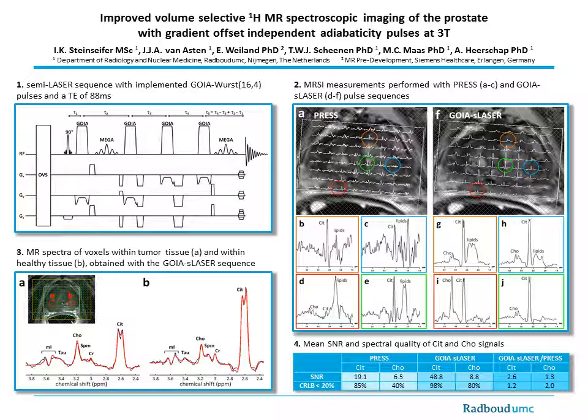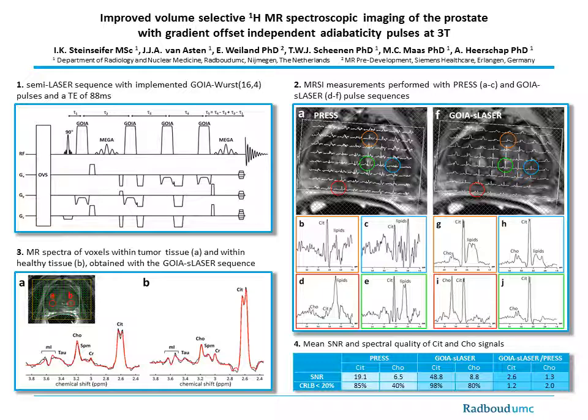In the red PRESS voxel, the enhanced choline signal cannot be recognized because of the large lipid signal disturbing the whole spectrum. In the GOIA semi-LASER measurement, this voxel clearly shows a pattern typical for tumor tissue, namely a high choline and a low citrate level.